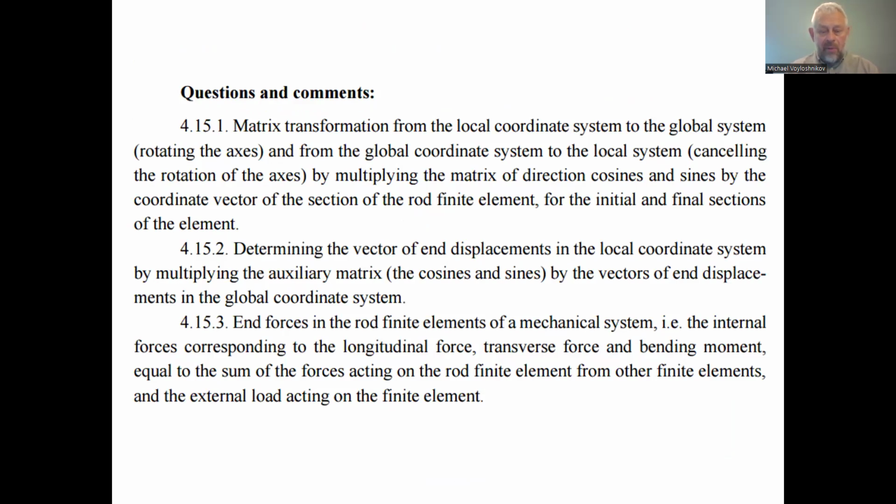4.15.1 Matrix transformation from the local coordinate system to the global system, rotating the axis, and from the global coordinate system into the local system, canceling the rotation of the axis by multiplying the matrix of direction cosines and sines by the coordinate vector of the section of the rod finite element for the initial and final sections of the element. Yes, we use the auxiliary matrix of the cosines and sines of the angle of inclination.